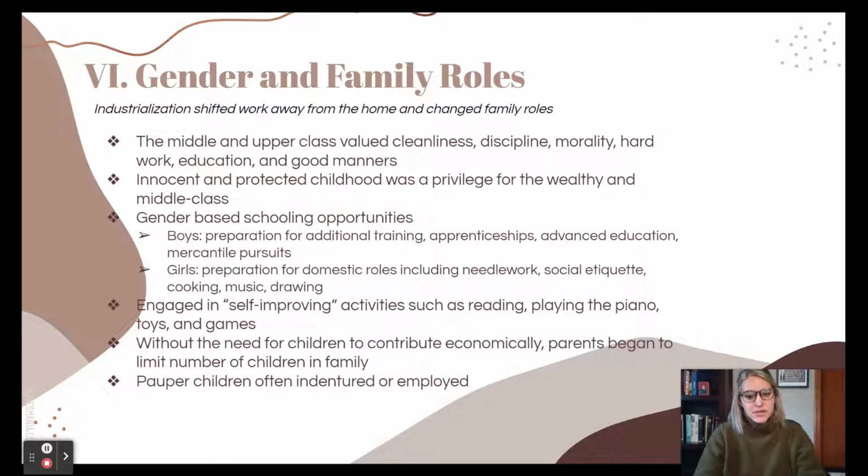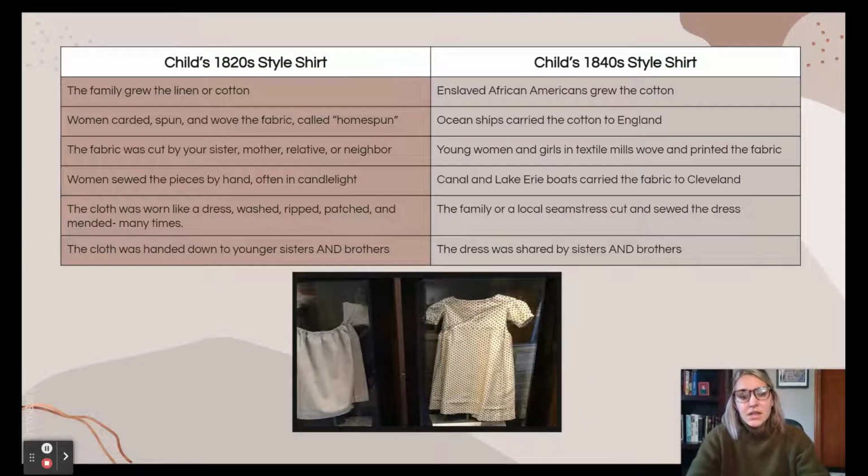And because children in middle-class families no longer needed to contribute economically, we see parents taking a larger role in their education and in their moral development. And so they began to limit the number of children in the family. Now, it is important to note that poor children were still often employed or even indentured and forced to work in another area of the country. So we're going to move to some primary sources here.